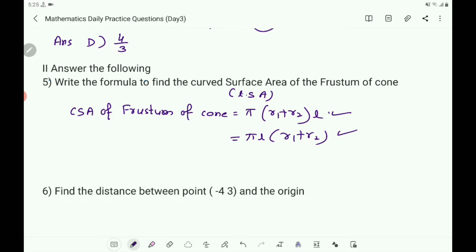So the formula for the CSA of frustum of cone is pi into R1 plus R2 into L, or pi L into R1 plus R2. You know what is R1? R1 and R2 are the radii of the upper and lower bases, and L is the slant height of the frustum of cone.